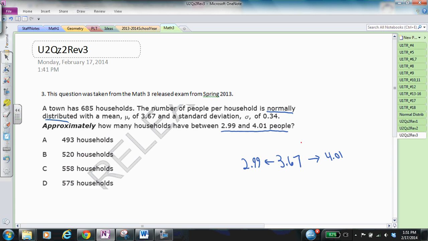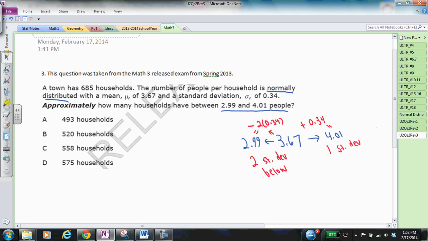So 3.67, if I add 0.34 to that, I get 4.01. So that's one standard deviation above. But 2.99, if I subtract 0.34 from 3.67, I don't get to 2.99. I have to subtract it twice. So I'm actually subtracting 2 times 0.34 to get there. So this is 2 standard deviations below the mean. So 1 standard deviation above and 2 standard deviations below.